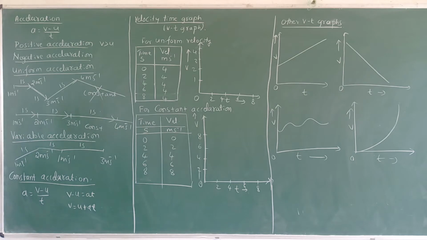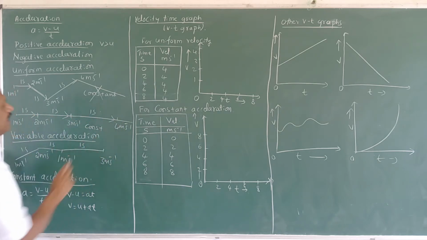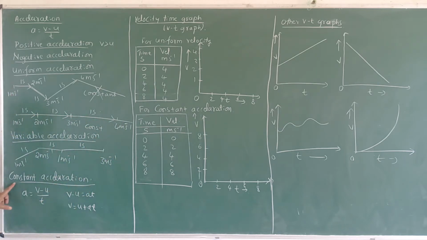A variable acceleration and constant acceleration. Here, constant acceleration: if the velocity of the particle changes by an equal amount in equal intervals of time along a straight line, that is called constant acceleration.